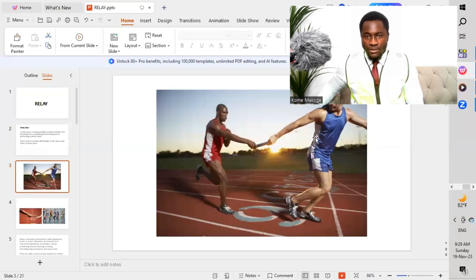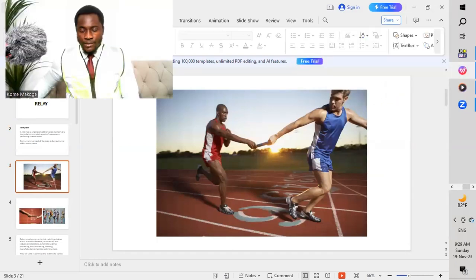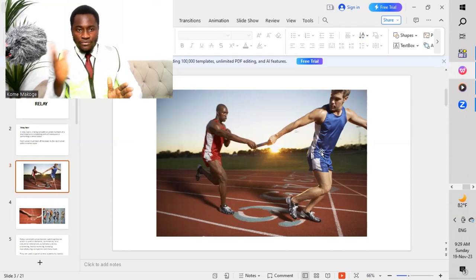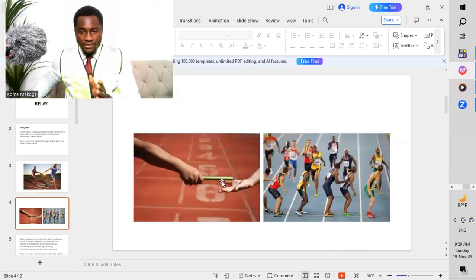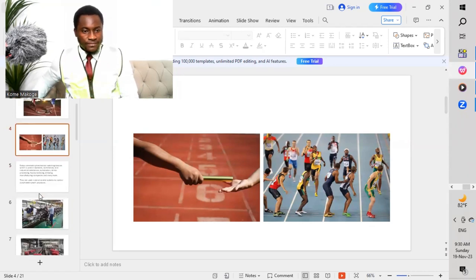I'll take us to a graphic. These are the runners. The first person is standing at this spot, where this runner comes and then hands the baton to the next runner. So it changes from this person and moves to the next person. Take us to the next graphic. As you can see, this is a baton. And these persons at this line are standing at a particular spot. They have to stand there until they receive the baton before they can move.